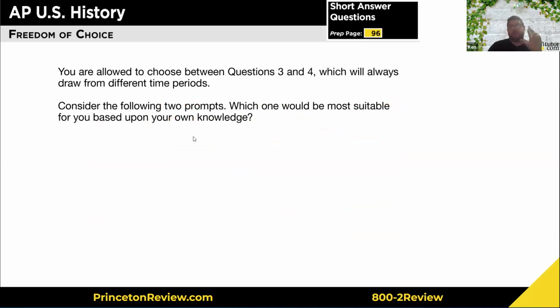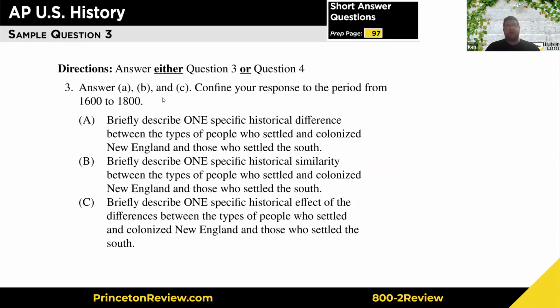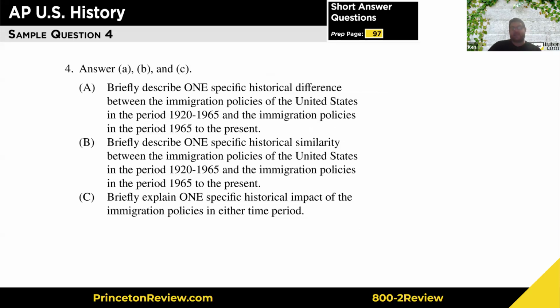So we go on to explain that while you have to do questions 1 and 2, you always get to choose between questions 3 and 4. Although, again, even 1 and 2 give elements of choice. You need to know the time period, but you get to pick what from that period you're talking about. In 3 and 4, this is just showing you an example, right? This is what a 3 might look like. Confine your response 1600 to 1800, talking about different settling and colonizing, or different immigration policies from the 20th century. All of you will have studied enough to be able to answer one of those.